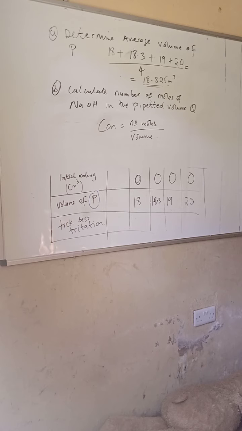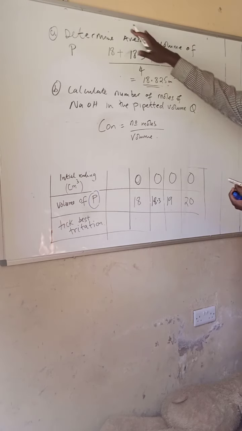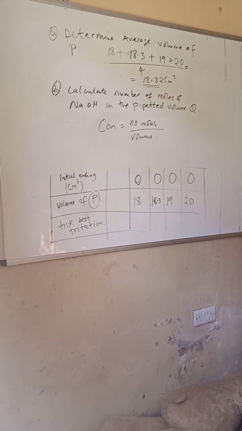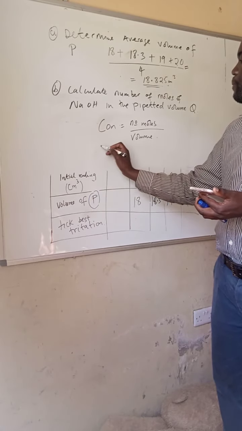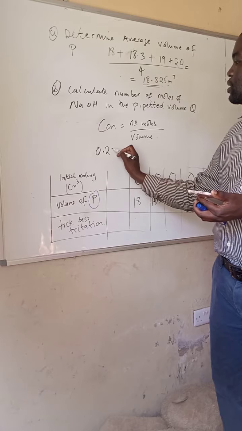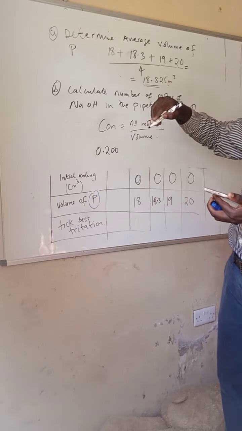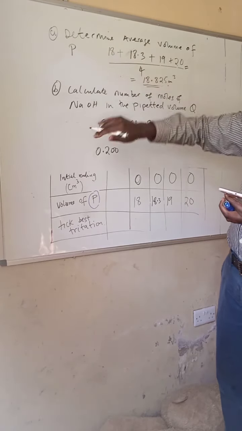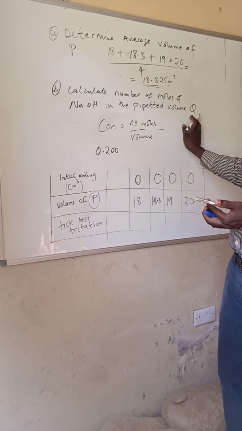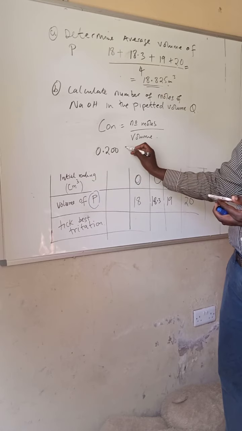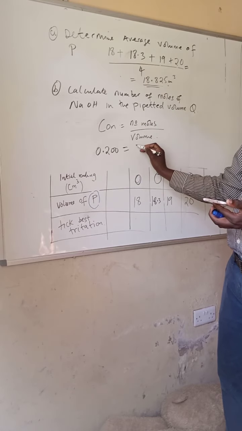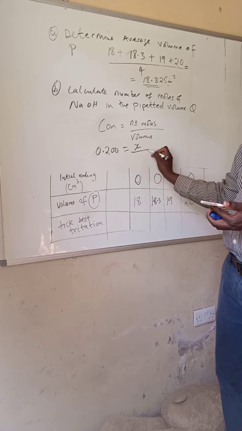Since I've wrapped the first step, I want you to check step 2. There was step 1, step 2. On step 2, the concentration was 0.200. It's there on step 2 where I grabbed. The concentration was given for Q. So you put 0.200 is equal to the number of moles you do not know. You put X. That's the one I'm finding.